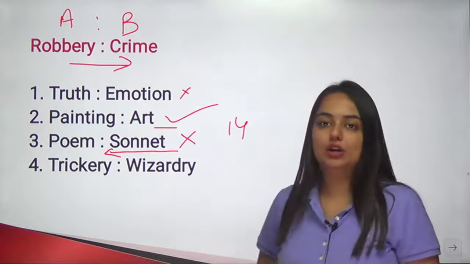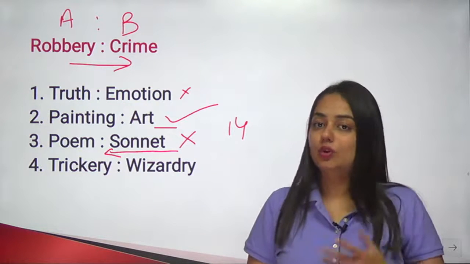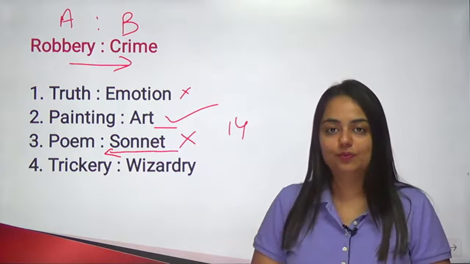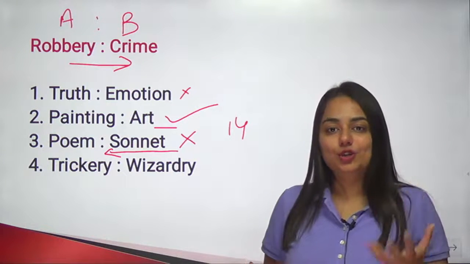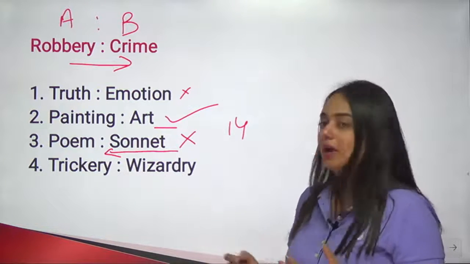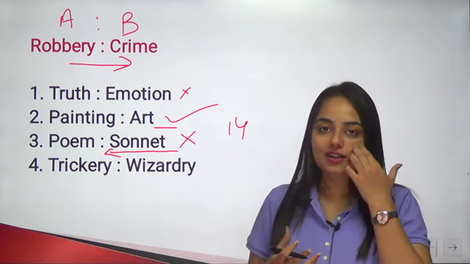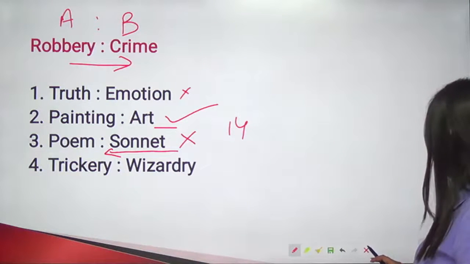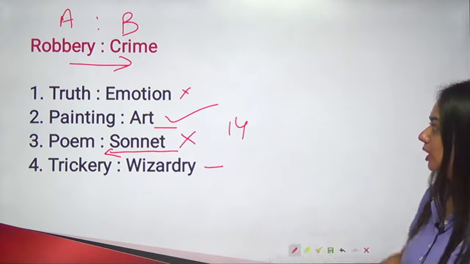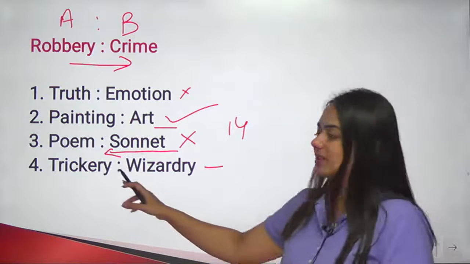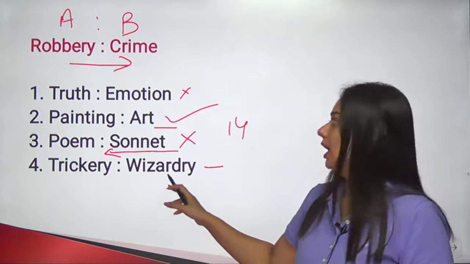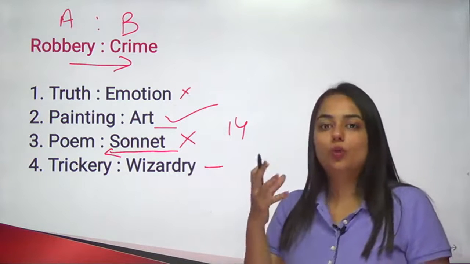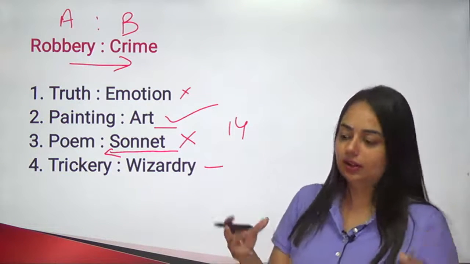Trickery is to wizardry. What is the difference between the two, or the similarity between the two? They are both the same. Trickery, so you trick someone this way, wizardry, right? So a wizard tries to trick people. So this is a wholly different relationship. We are not using synonyms or similar kinds of words. Rather, we were talking about one thing being a type of the other thing.